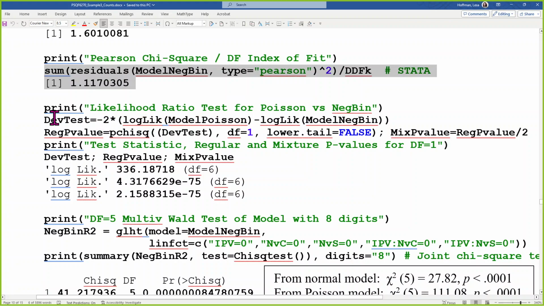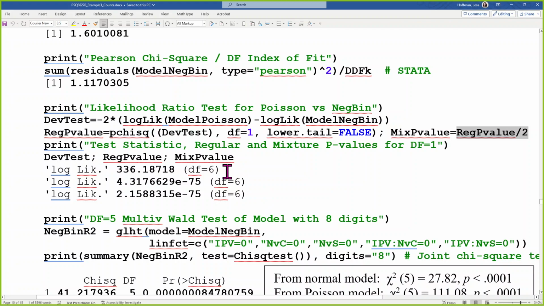So I made my own test statistic by -2 times the likelihood from the Poisson model minus the likelihood from the negative binomial model, and it always is in this order, by the way. It's fewer minus more. Then I found the p-value using a function called pchisq with degrees of freedom 1. And then to compute the mixture version of it, I divided that by 2.